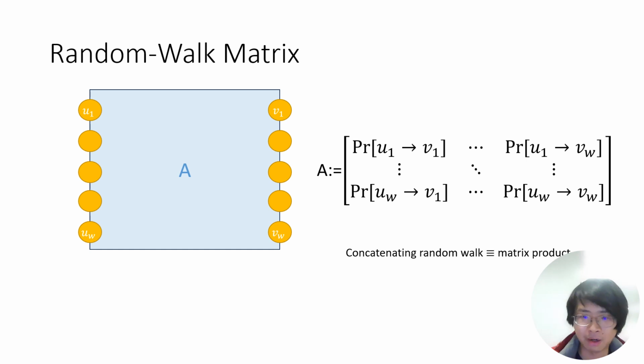To see how our reduction works, we first briefly recall how the rewind spectrum program corresponds to a random walk matrix, where for a rewind spectrum program we use a matrix with entries denoting the probability of getting from one node to another node by taking a random walk. With this definition, concatenating the random walks basically corresponds to doing a matrix product.